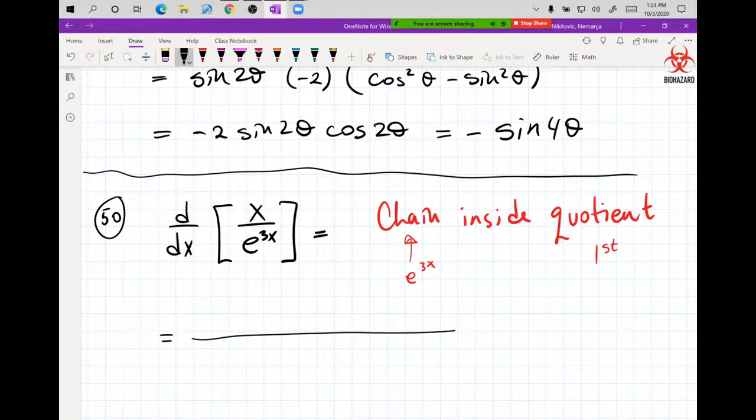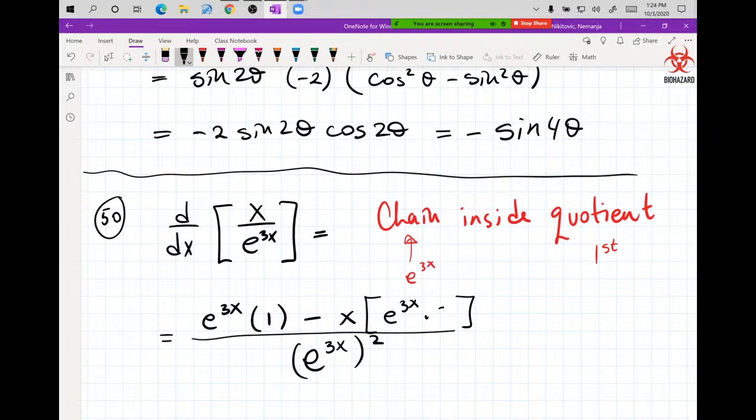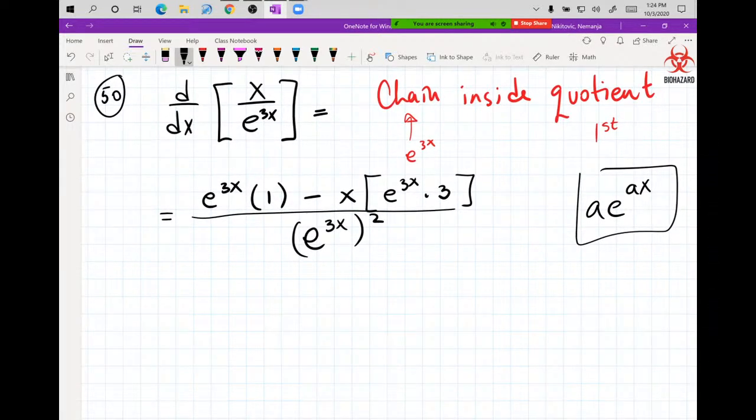The quotient rule. Take the denominator and square it. Then copy denominator as is, the derivative of the top, minus copy the top, and this is where the chain goes. So now you copy e to the 3x times the chain rule of 3. Now obviously if you remembered your a e to the ax, you can use that instead, right? You don't have to go and do the chain rule if you know the formula. But if you don't know the formula, you do the chain rule. Whatever.